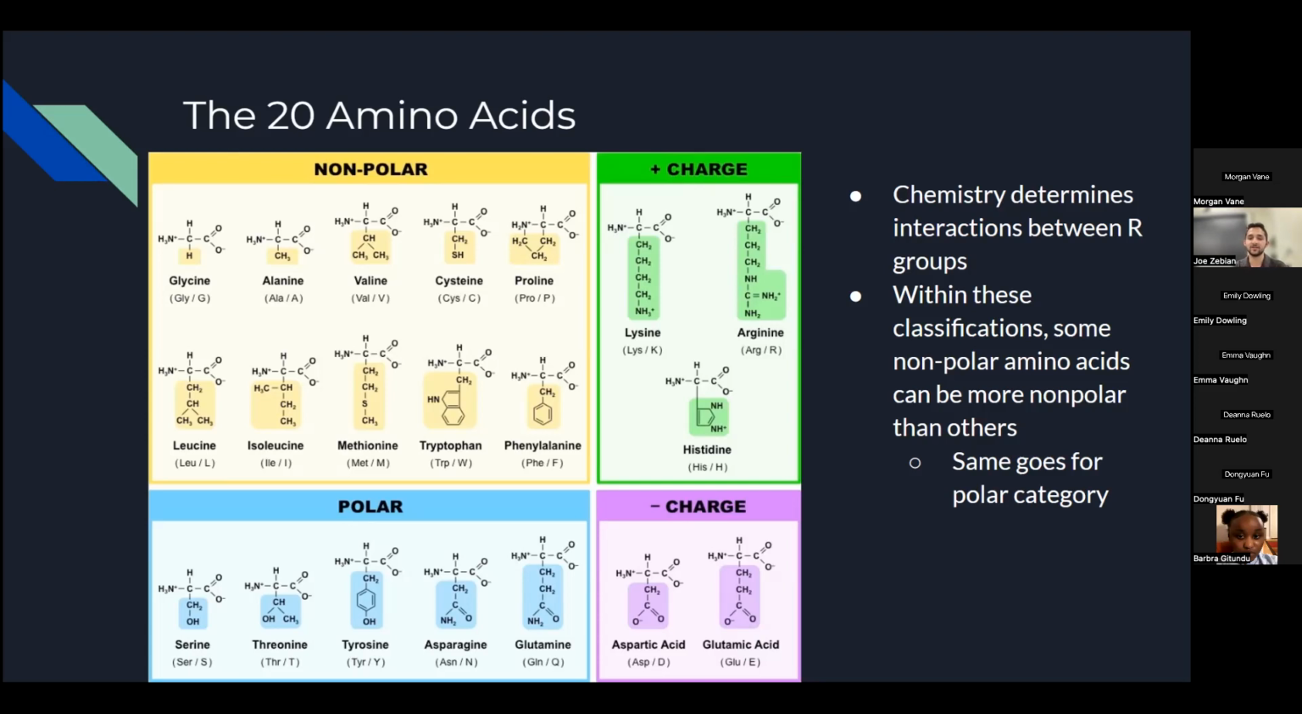And within these classifications, some amino acids can be more nonpolar than other nonpolar amino acids or more polar than other polar amino acids. This exists on a spectrum. And just something to keep in mind.